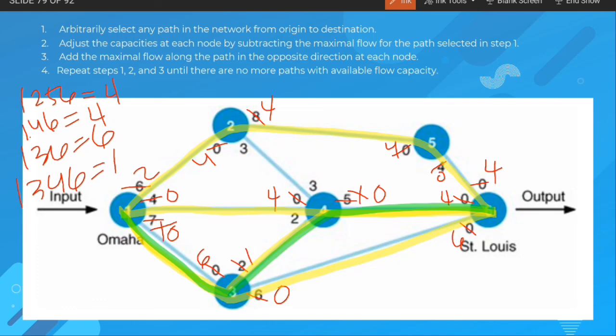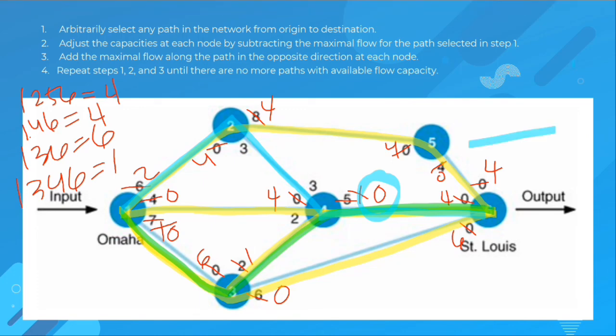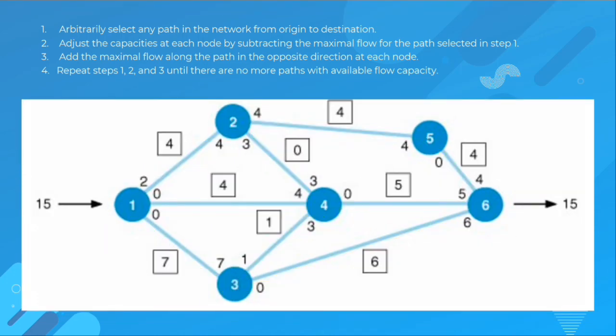So, may any other path pa ba na available pwede natin gamitin? What if 1, 2, 4, 6? Ang flow from 1 to 2 ay meron pa tayong 2. 2 to 4, meron pang 4. Pero 4 to 6, meron ng 0. So, hindi na pwede. So, wala na tayong iba pang pwedeng daanan. Ito na magiging itsura niya. So, there is a maximum flow of 15 cars from Omaha to St. Louis.